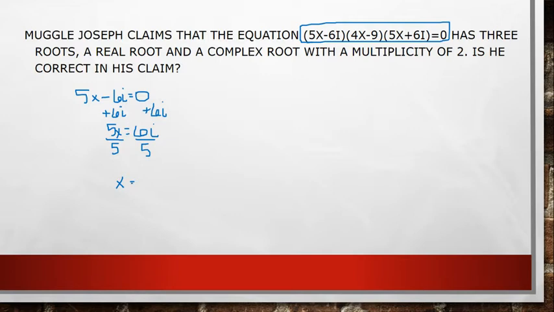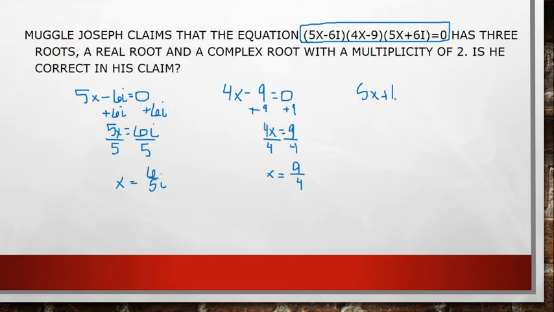I got 4x minus 9 equal to 0. Add 9 to both sides. 4x equals 9. Now we have 4 times x. I want x by itself. Divide by 4. x equals 9 divided by 4. It's the second root. And our last one here, 5x plus 6i equals 0.